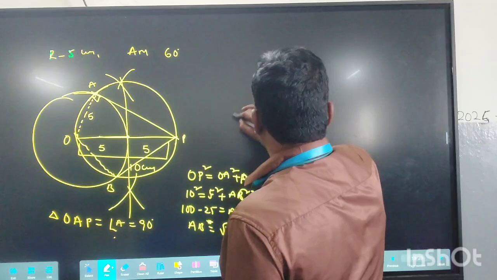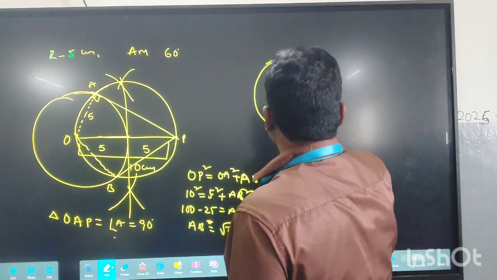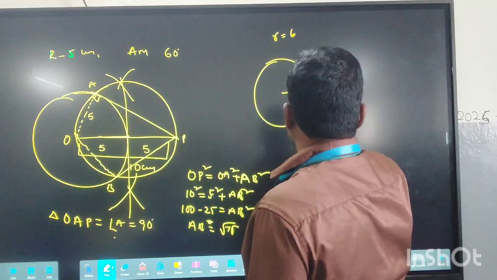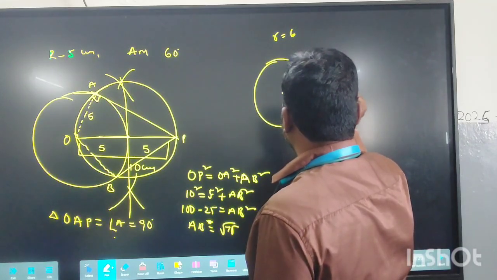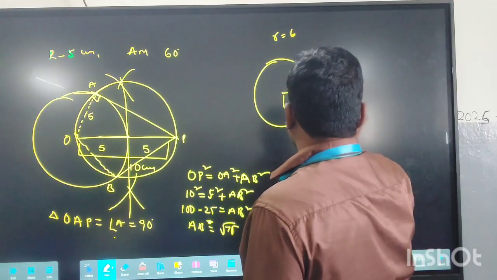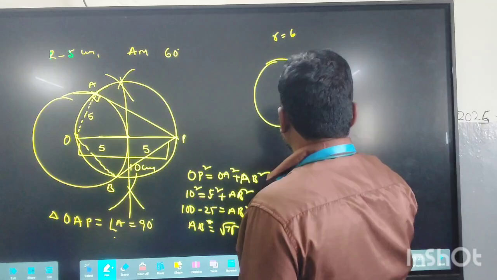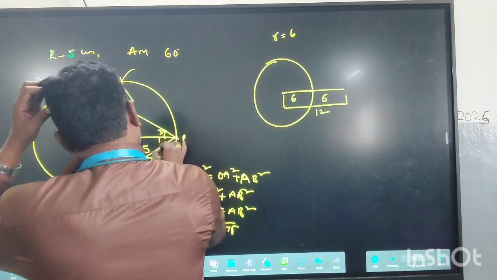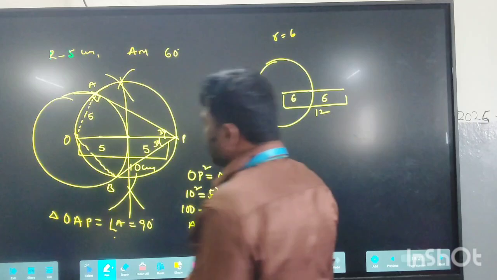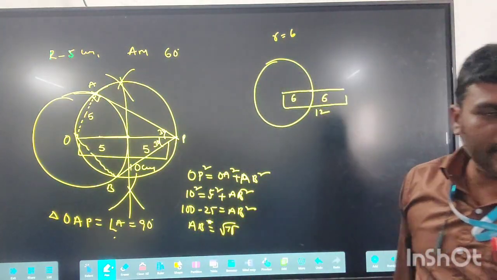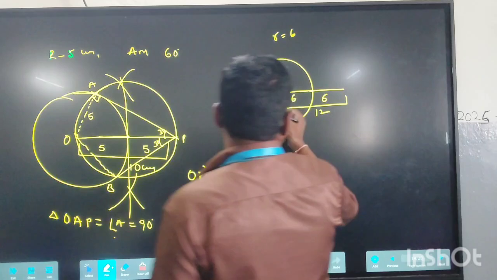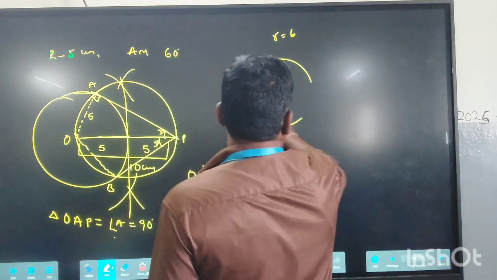Again draw one circle, radius 6 centimeters. Again draw 6 centimeters, so the center is 12 centimeters away. This total is 12 centimeters. So no need to draw the 30 degrees and 30 degrees here. Actually only the 30 degrees points are needed. Sin 30 is 1/2, take that and draw. So the same value applies here, no need for this one.